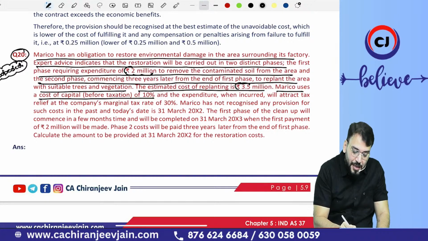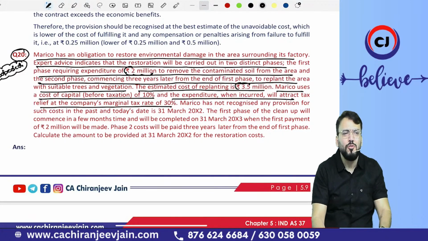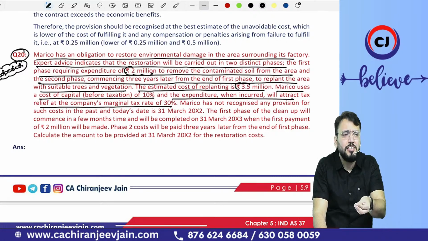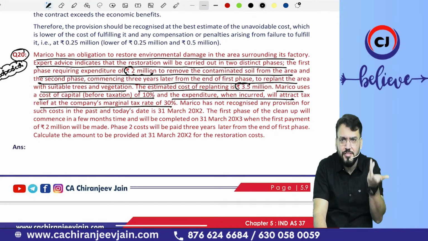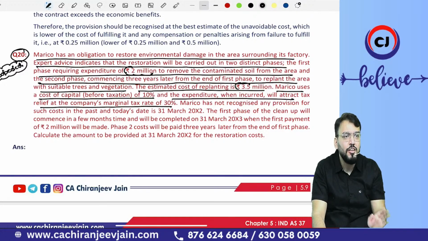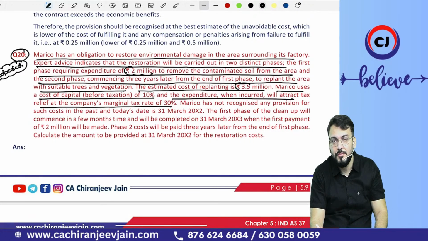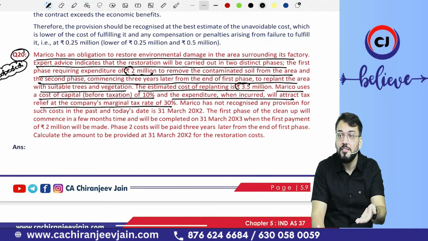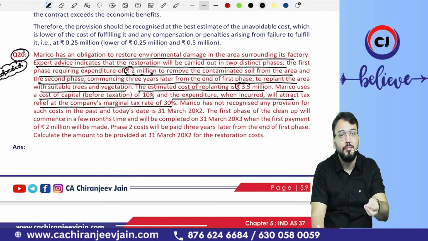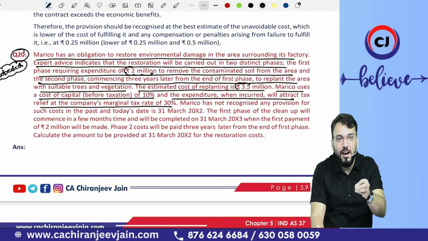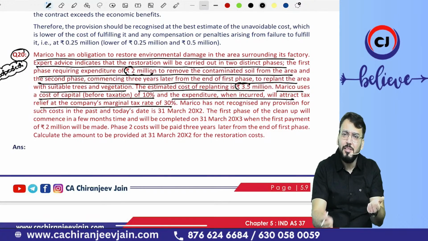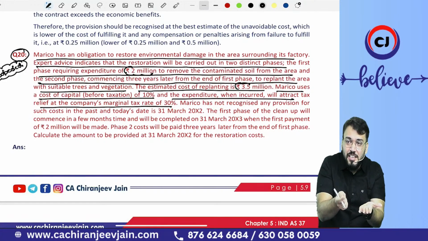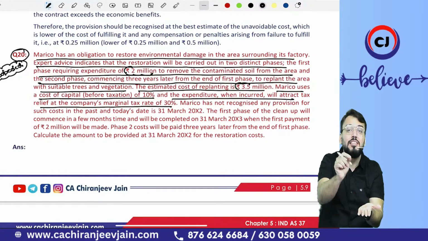And the expenditure when incurred will attract tax relief at the company's marginal tax rate of 30%. Means it is allowable under the income tax act, we can assume. Or they will get some tax benefit in that. What will we do about 30%? Nothing, because provision will be created before tax. Now suppose you have forgotten this and you are creating provision after tax instead of before tax. So it is your loss. Everything is very simple. They only want to confuse you in exam by giving the 30% tax rate.